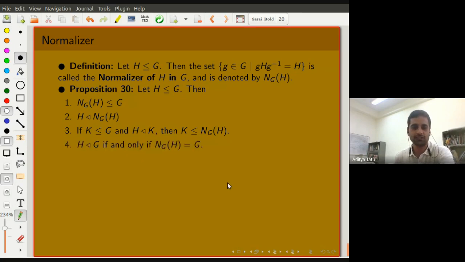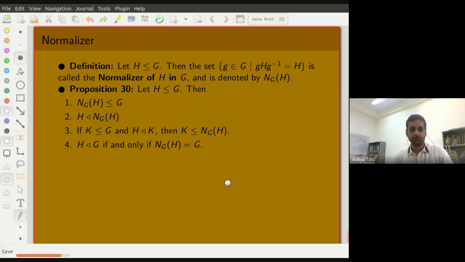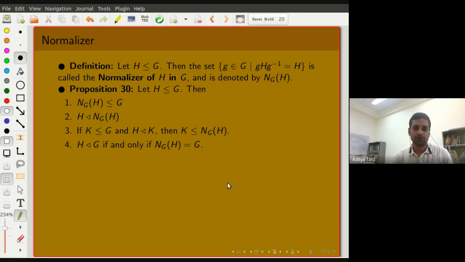And the fourth result is something we have already proved. If H is given to be a subgroup of G, then H is a normal subgroup of G if and only if the normalizer of this subgroup H in the group G is equal to the entire group. So roughly I have given you the proofs of 1, 2, and 4. 3, I think, is easy. Just need to work it out. Not very difficult. So I would like to stop here for today.